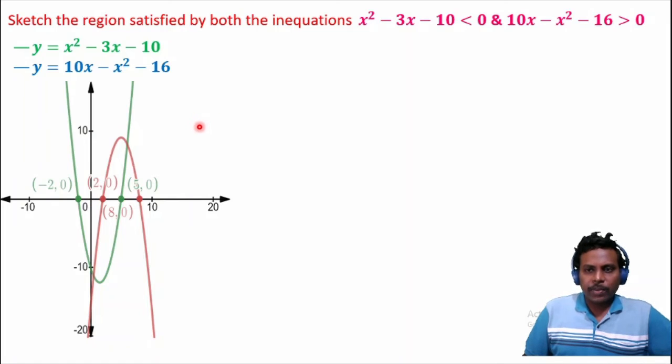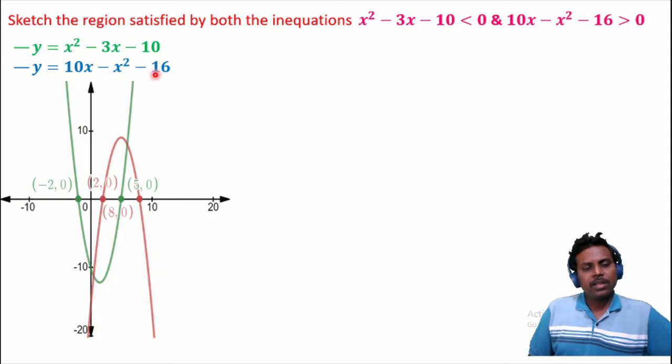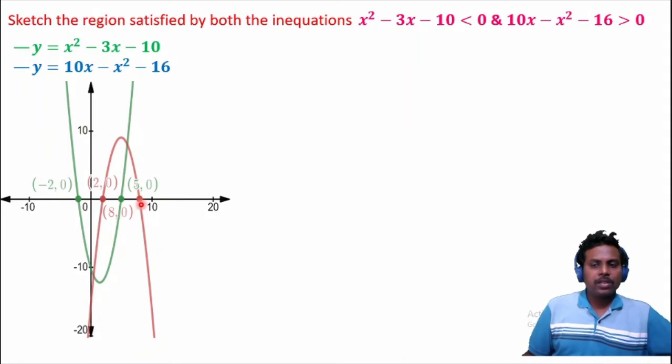Second graph, y is equal to 10x minus x square minus 16. Now, what are the zeros of it? In the graph, it is showing 2 comma 0 and 8 comma 0. You can check: substitute x is equal to 2, 10 into 2 is 20, 20 minus 4 is 16, 16 minus 16 is 0. So 2 is a root. The next one is 8: 10 into 8 is 80, 8 square is 64, 80 minus 64 is 16, minus 16 is 0. So this is 8 comma 0.